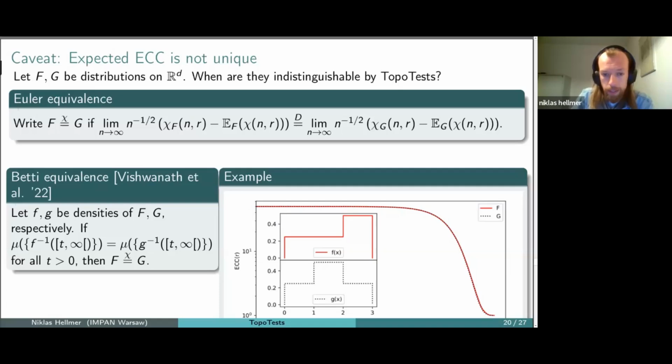And here you see an approximation of the limiting expected Euler characteristic curve, and you see that they basically coincide. So we could not distinguish those with our test. And so this is perhaps a caveat.